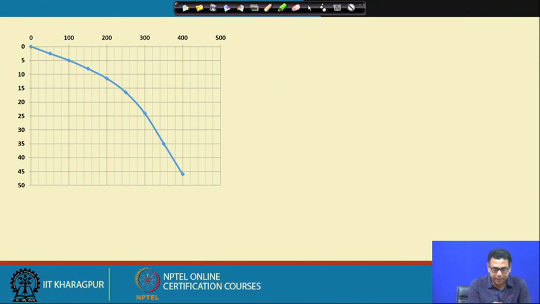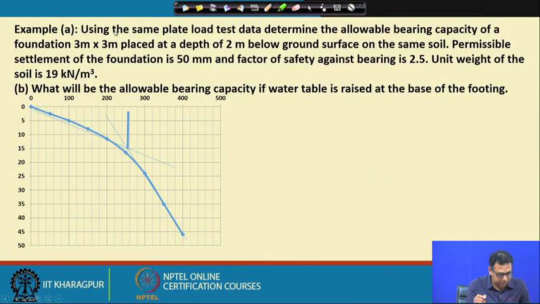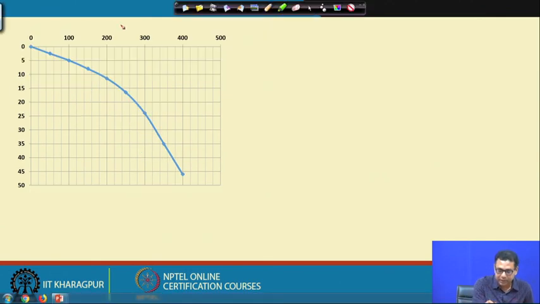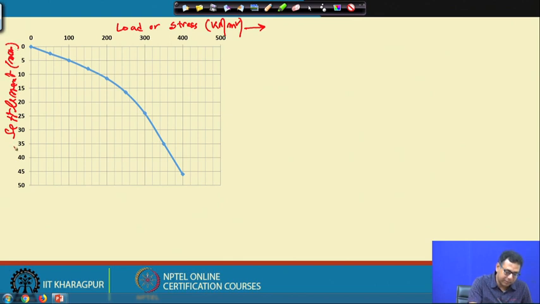The x axis is the load or the stress that you are applying, in kilonewton per meter square, and the y axis is the settlement in millimeter. This whole data is plotted. So, this is the load versus settlement curve.